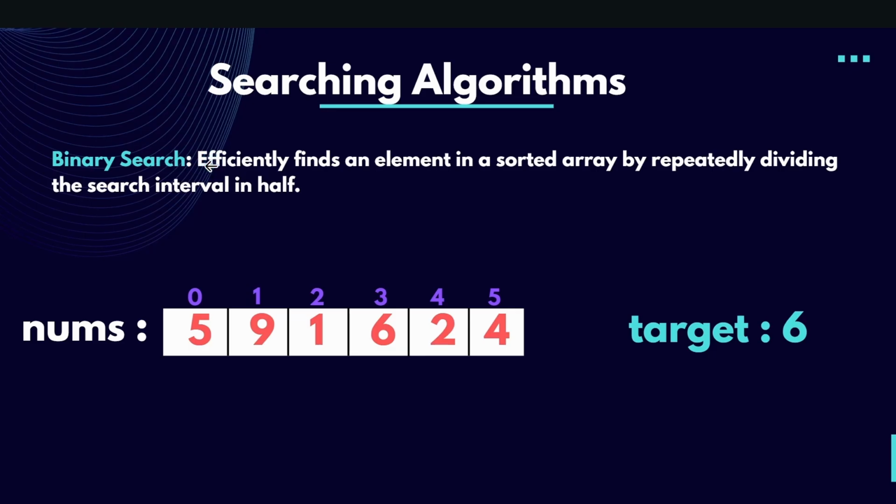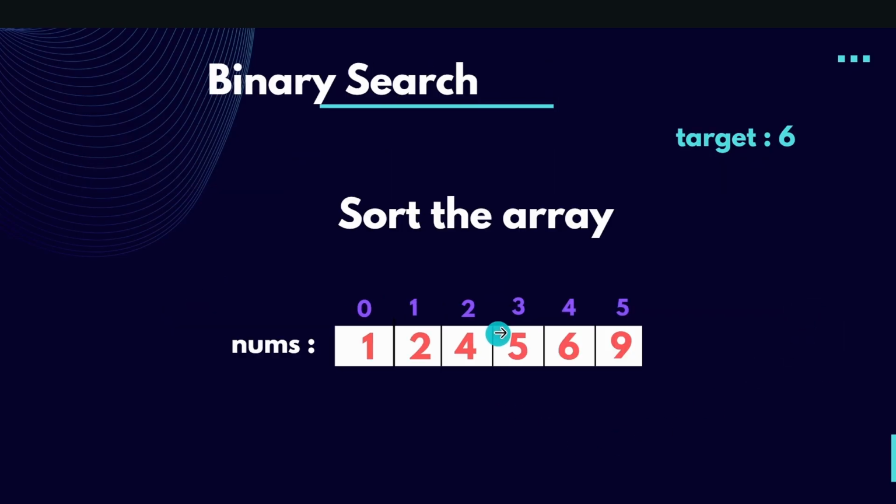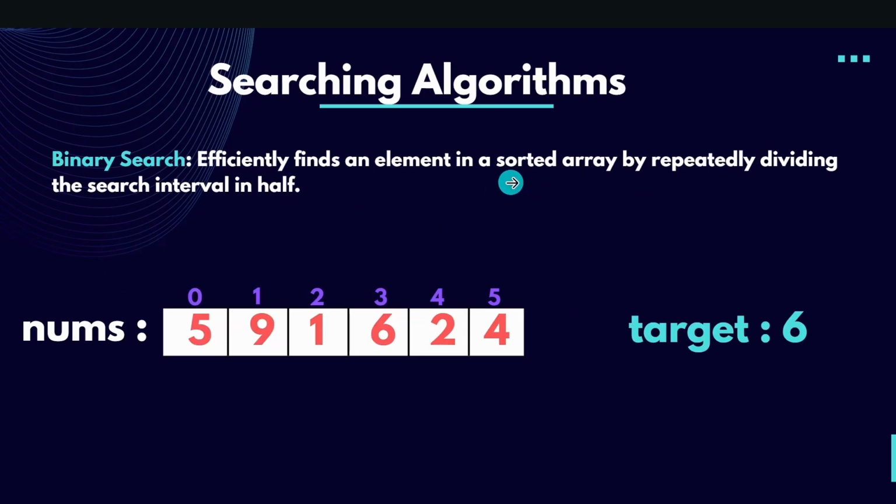Basically, binary search is another implementation. Let's see how you implement it. It efficiently finds an element in a sorted array by repeatedly dividing the searching interval in half. If you have an array called nums, as you know the array is zero-based indexing, and you want to find the target, first of all you need to sort the array, because here it is already mentioned that it works on a sorted array. It is not sorted: it is 5, 9, 6, 1, 6, 2, 4. So it should be sorted first.